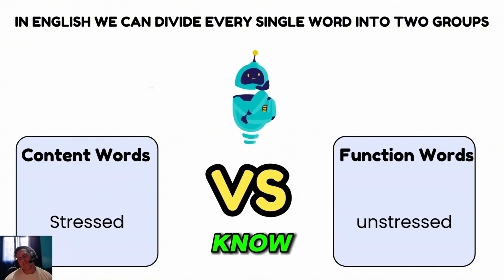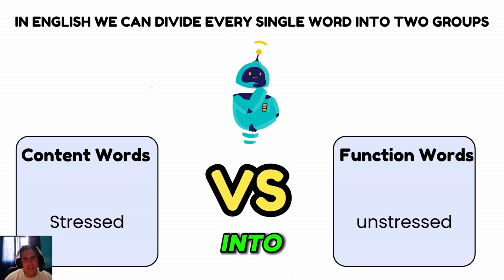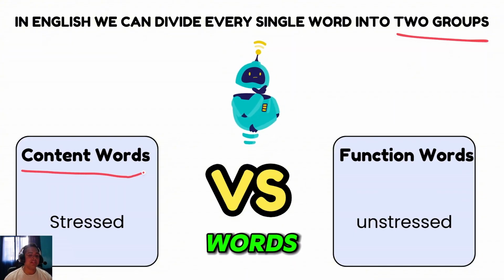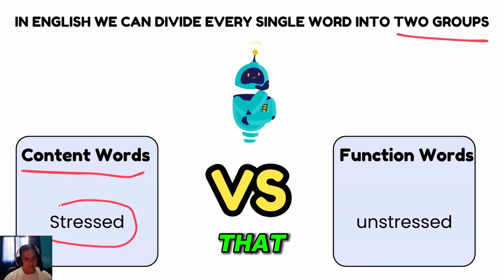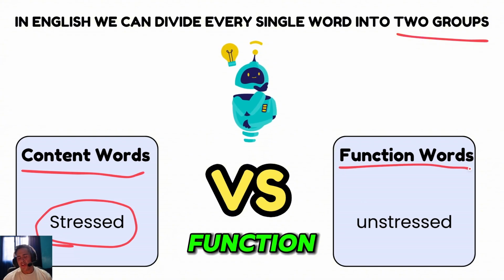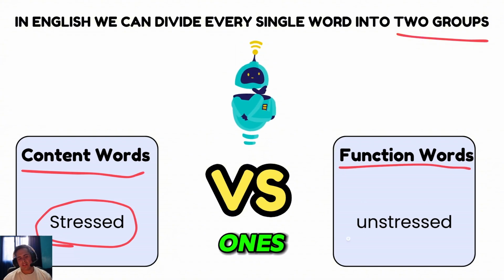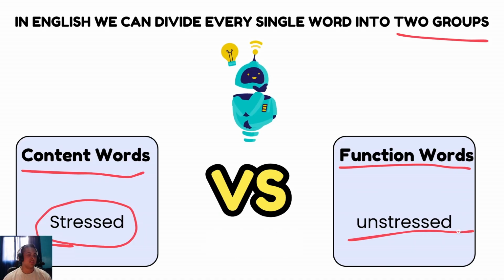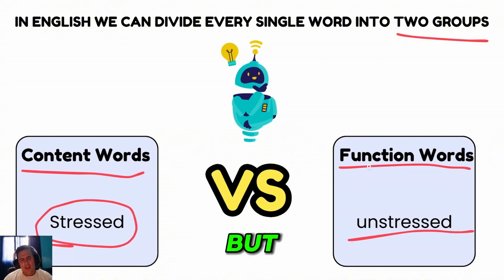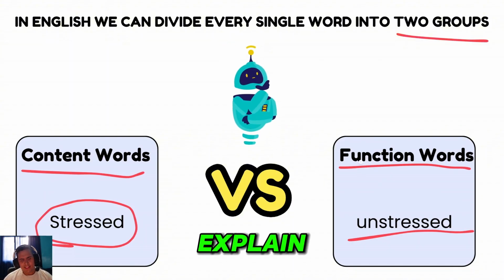Okay, I know. I really know. In English, we can divide every single word into two groups. We have content words, which are the ones that we usually stress, and we have function words, the ones that we don't stress. I know this can sound a little bit complicated, but let me explain it in an easy way.